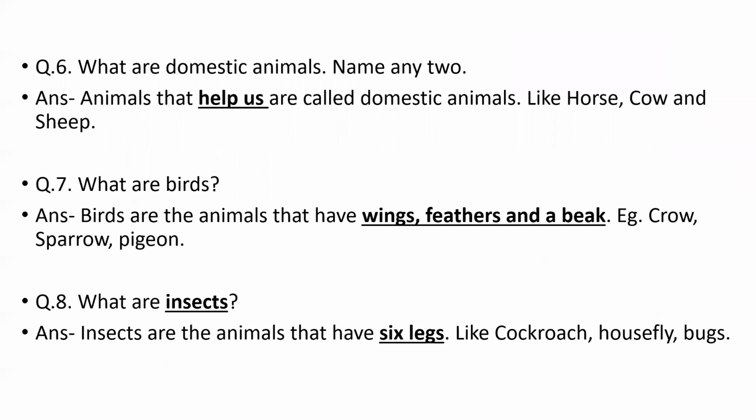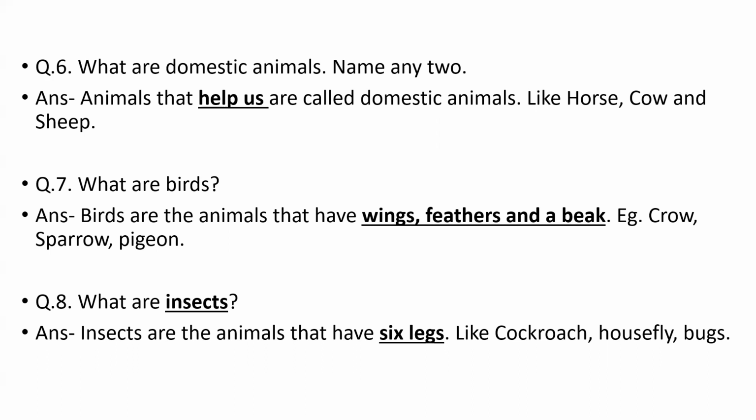Now comes a very interesting thing. Some animals are called domestic animals. What are domestic animals? The animals that help us. We tame them. Tame means we teach them, we can train them so that they become useful for us and help us. Like a horse, a cow, and a sheep. All these animals are domestic animals because they are useful to human beings.